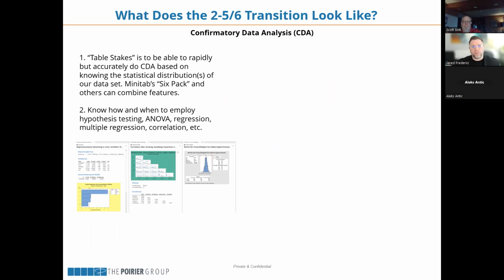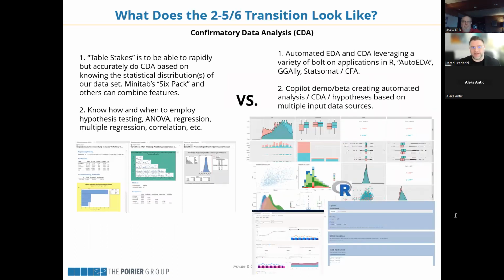But I think where we're leaning towards and what we're seeing now is really around the notion of automating exploratory data analysis and confirmatory data analysis, starting to use R. It's a great platform here with some of the add-ins like Auto EDA and Statsomat. So there's some others where not only can you automate some of the EDA portions, but you can automate some of the CDA and hypothesis testing and get some insights automatically.